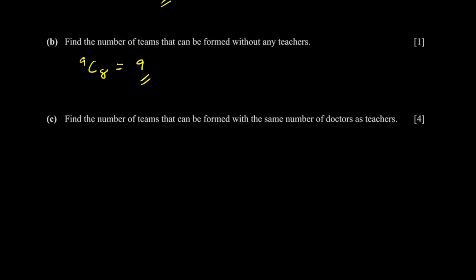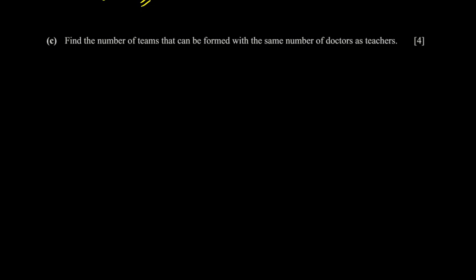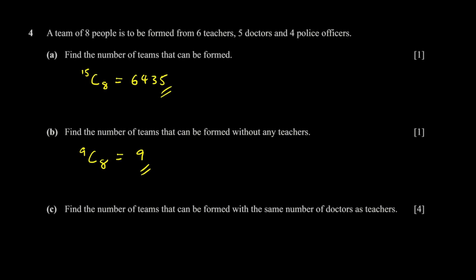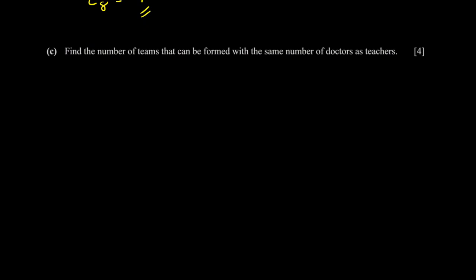All right, then part C. Find the number of teams that can be formed with the same number of doctors as teachers. Well, let's put it as a list, I think, or kind of put it in a table or a grid. So you want to be able to think through this kind of question systematically. Teachers, doctors, and police officers.